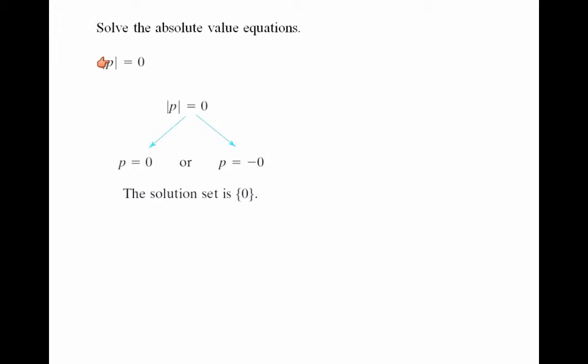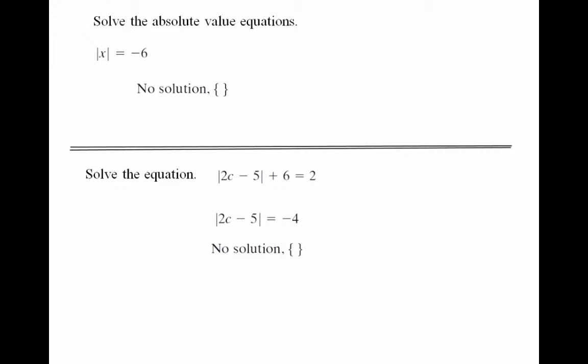Solve the absolute value equation: absolute value of p is equal to 0. Well, absolute value of p is equal to 0 means p is equal to 0, or p is equal to negative 0. Well, it means p is equal to 0, right? There's only one solution here.